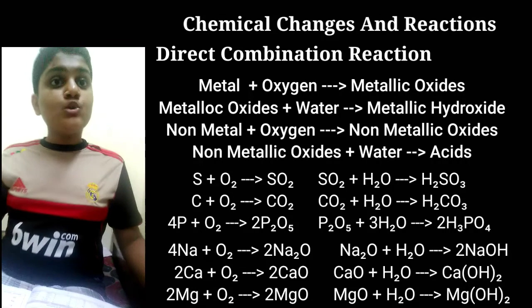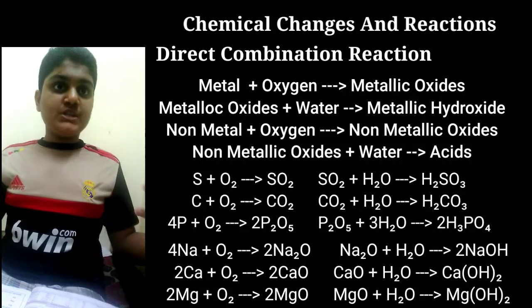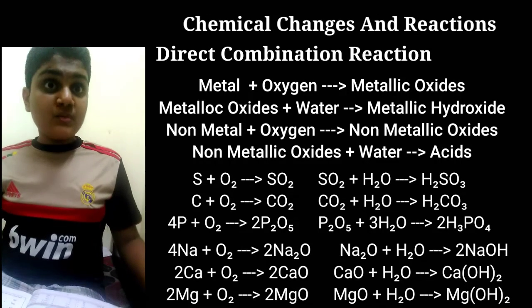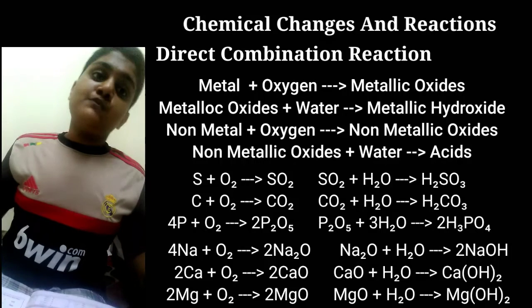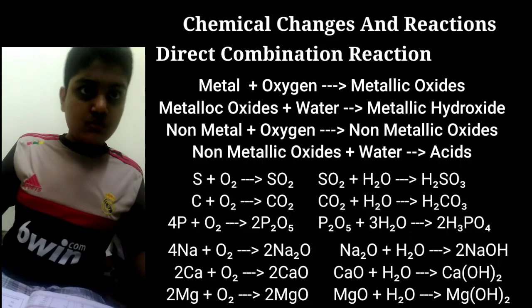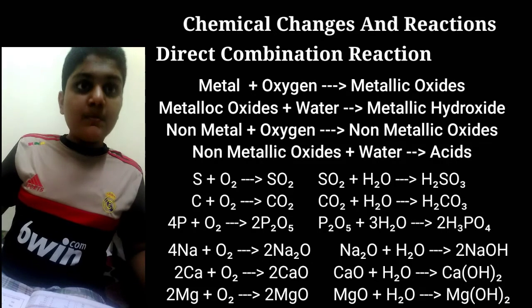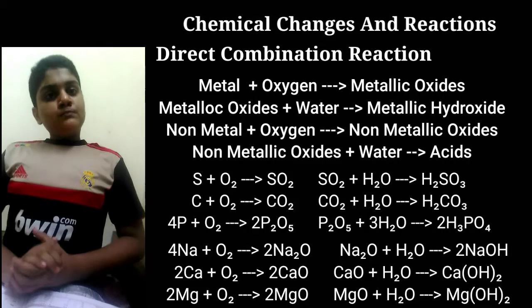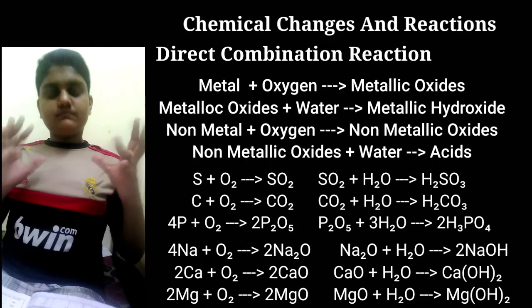SULPHUROUS. Next is CO2 plus H2O gives H2CO3, carbonic acid. And what about phosphorus pentoxide? Phosphoric acid. So P2O5 plus 3H2O gives 2H3PO4. Clear? So that is a few examples.